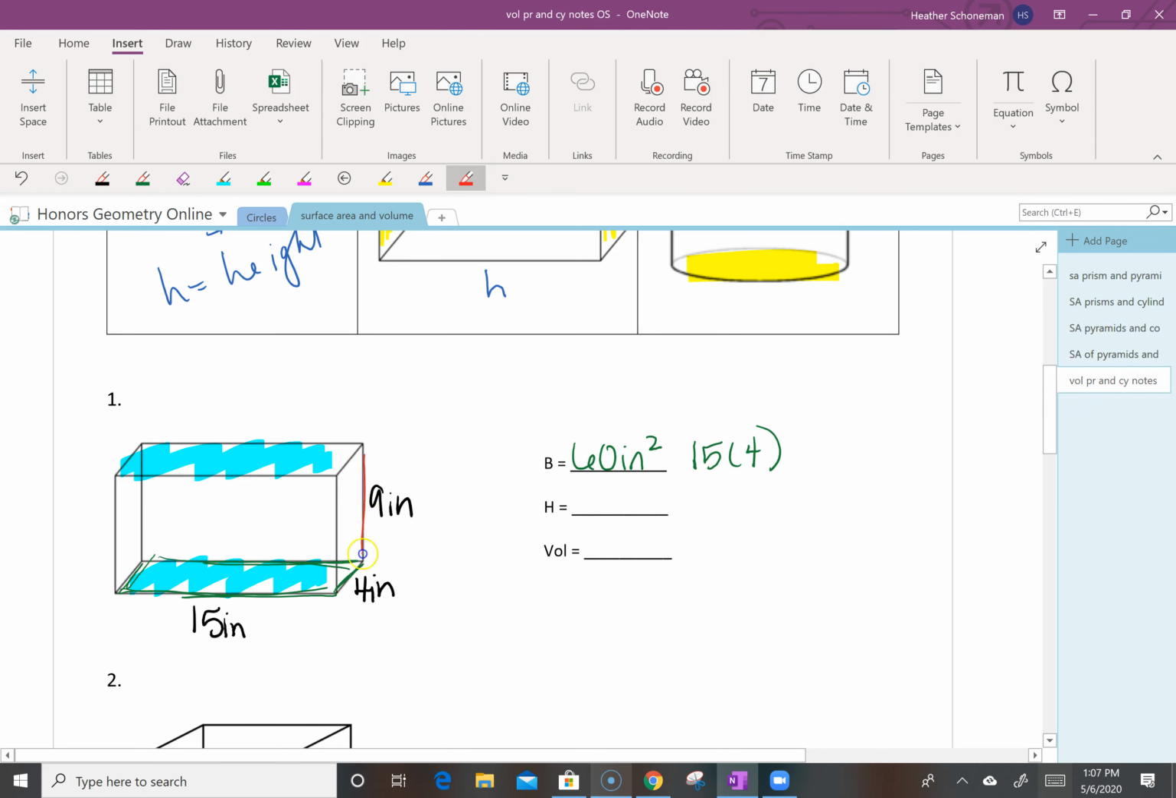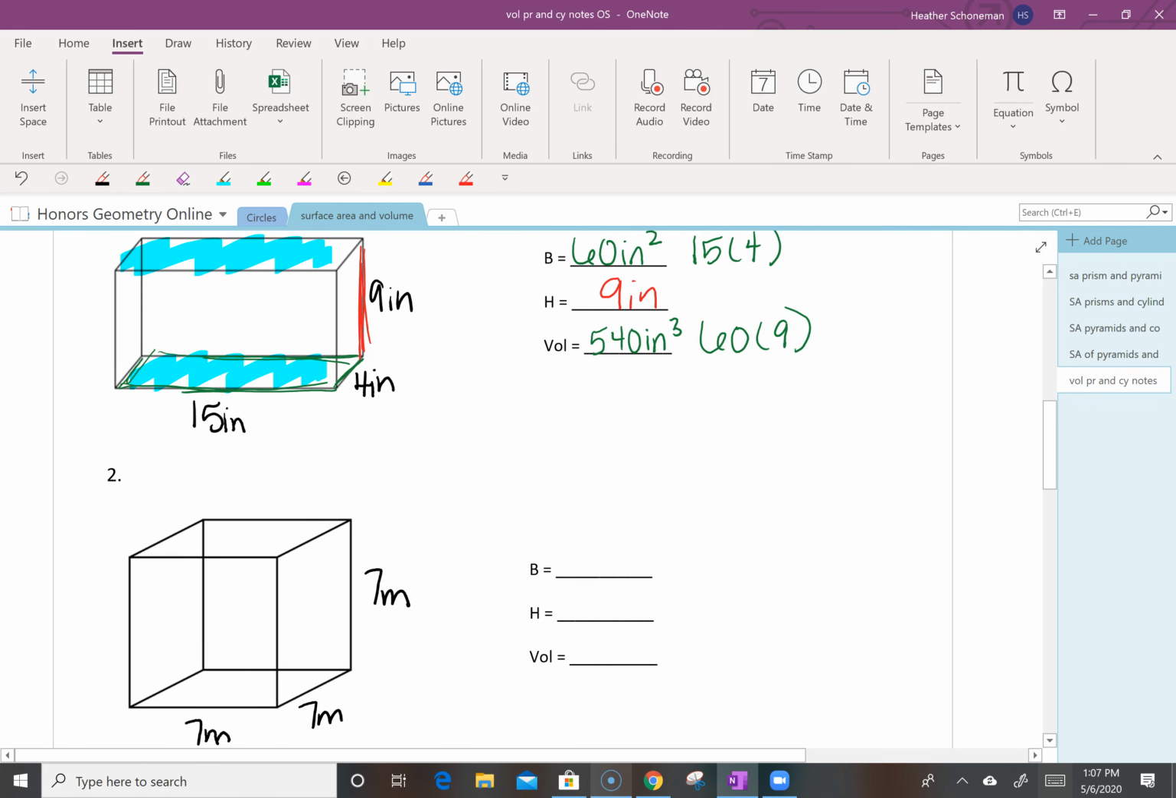The height is the distance between the two bases, which in this case is 9 inches, and then your volume is just base 60 times height 9. So 60 times 9 would give you 540 inches cubed.